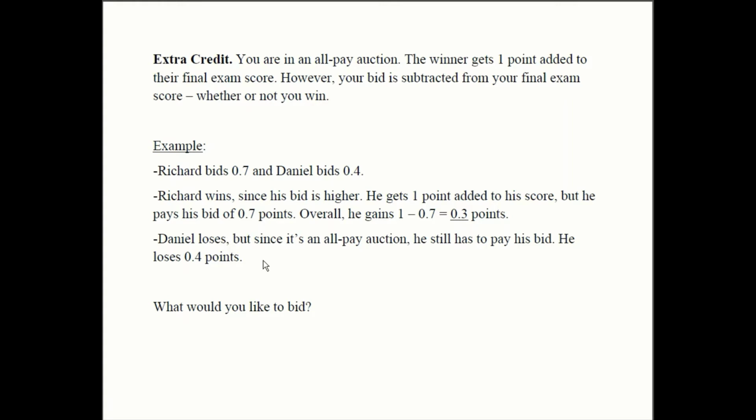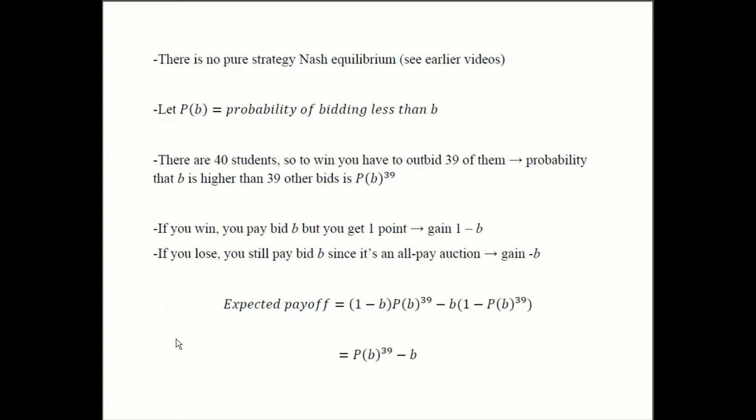Now, we established in class that there is no pure strategy Nash equilibrium to this game. Instead, there's going to be a mixed strategy equilibrium, so the players are going to want to randomize. I'll just do a quick recap of how that randomization process works. P of B is the probability of bidding less than B. We have about 40 students here, so winning the auction means outbidding 39 others.